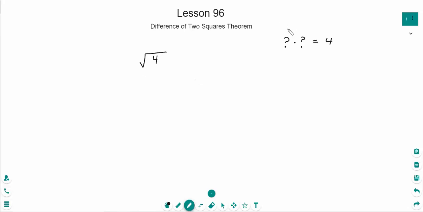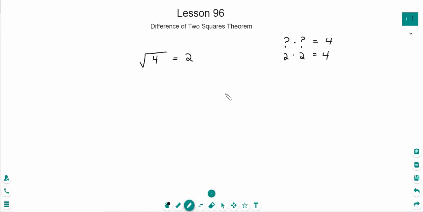And we're looking for this number. So clearly here we could say, okay, well, 2 times 2 is equal to 4. All right, so the number that we'd be interested in would be the number 2. So we could say that the square root of 4 is indeed 2.